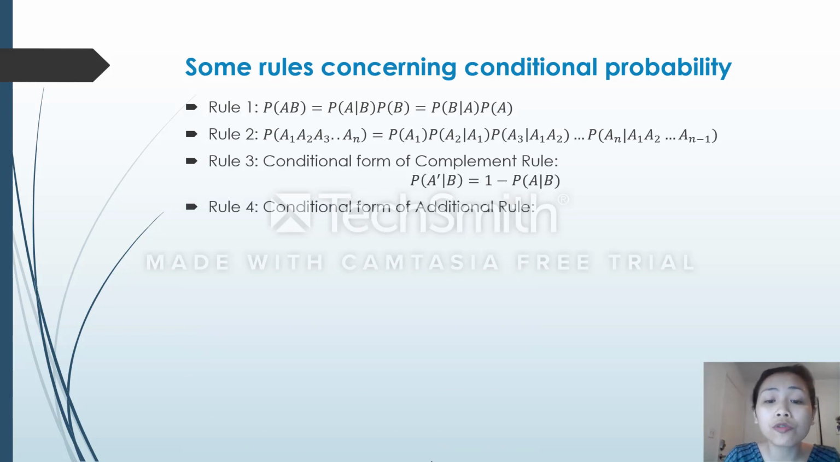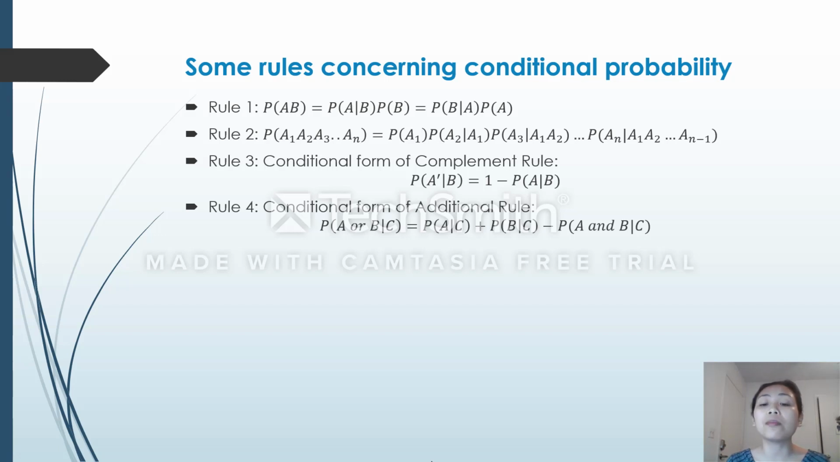Rule number 4, conditional form of addition rule. Remember, in the addition rule, what we have learned in the first video, we have probability of A or B is equal to probability of event A plus probability of event B minus probability of event A and B. So here it is also applied for conditional probability. Everything we need to do is just add the ending "given C". So probability of A or B given C is equal to probability of A given C plus probability of B given C minus probability of A and B given C.